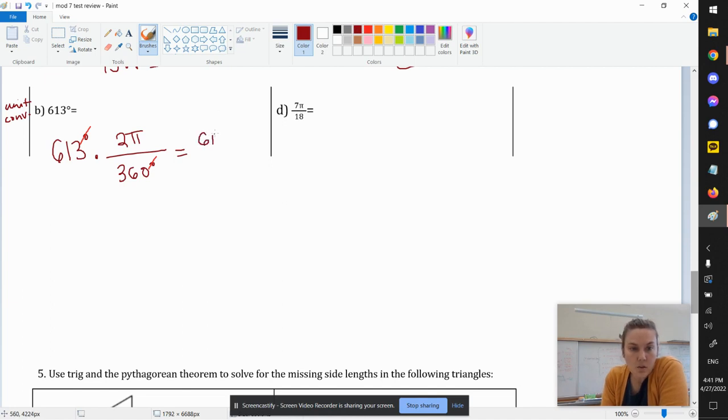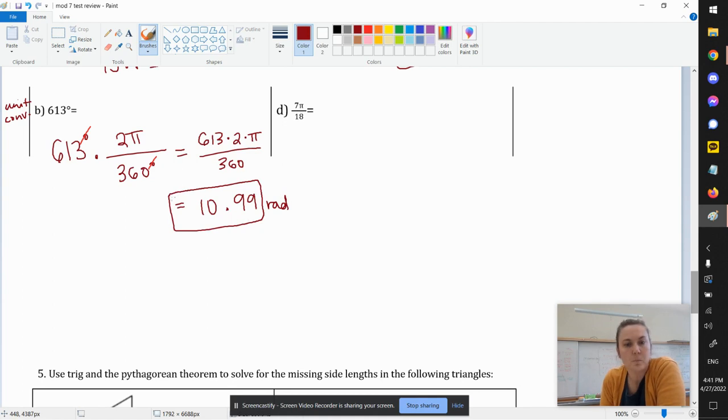So this one would be 613 times 2 times pi divided by 360. And I'm just going to plug all of that into the calculator, right? So 613 times 2 times 3.14 divided by 360. And I'll get 10.69. And that's radians. Again, the thing we want to end up with is on the top, and the thing I want to get rid of is on the bottom.